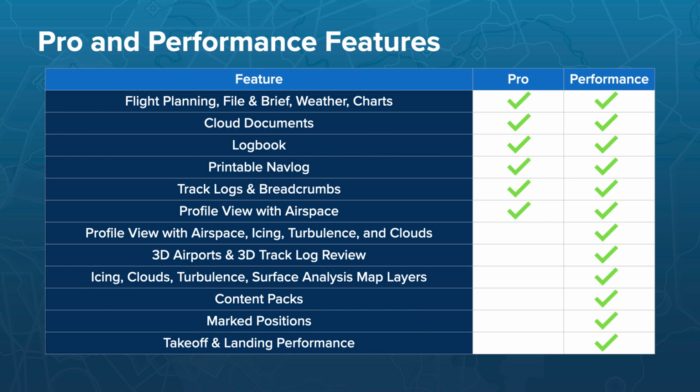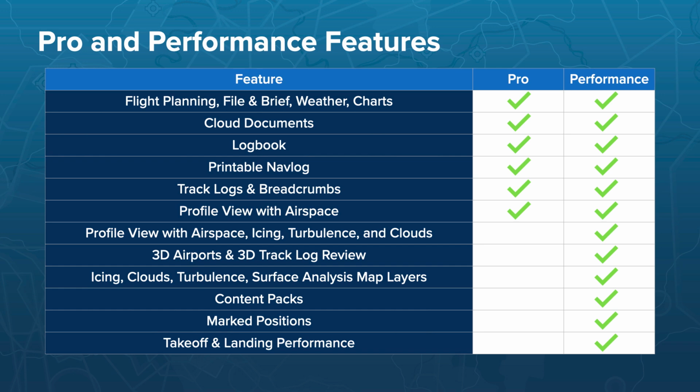For example, they may give Performance to their CFIs, possibly as a perk for working there. And that way, at least one person within the student and CFI relationship will have access to all of our features. So yes, mixing and matching Pro and Performance is something that a school is definitely able to do with a group account.